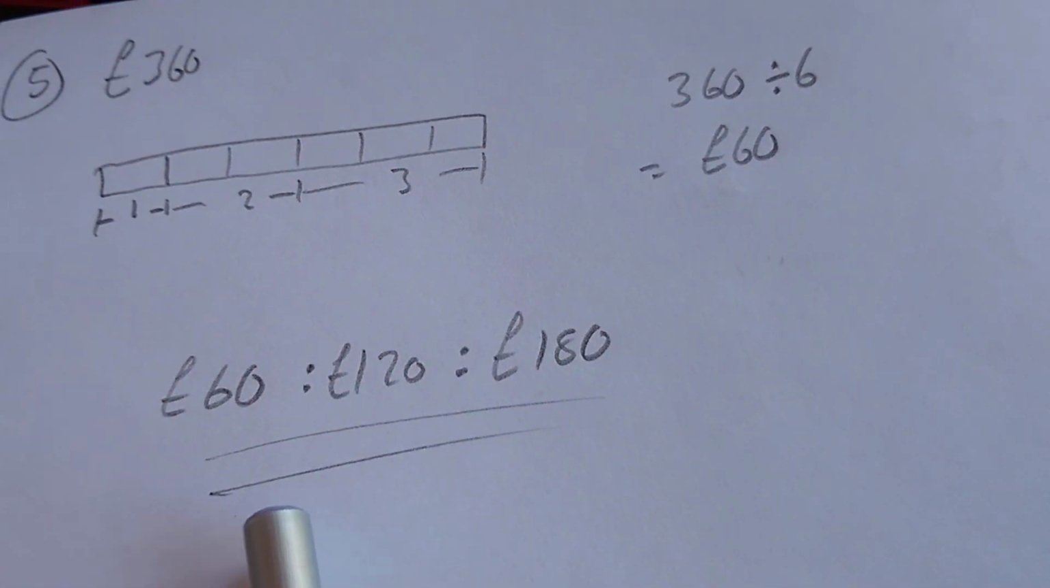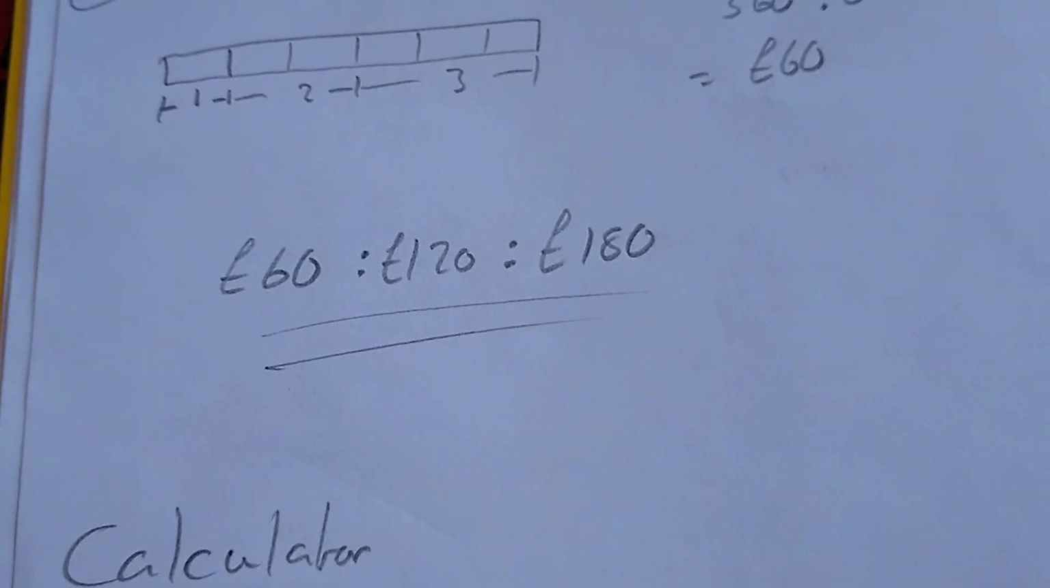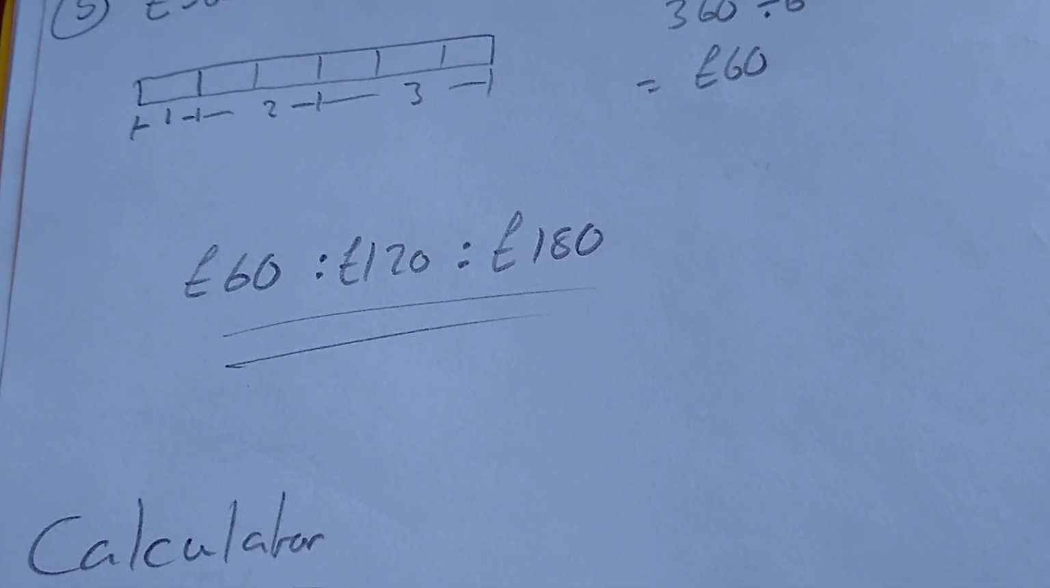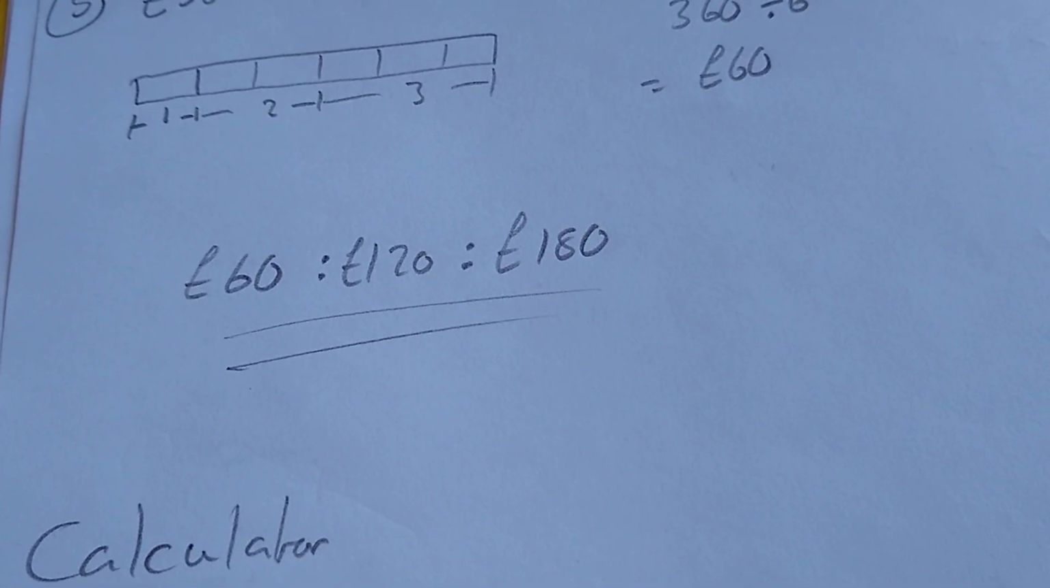So the ratio would be £60 to £120 to £180. And I will do a second video for the calculator section.